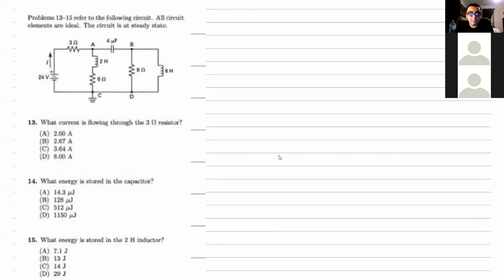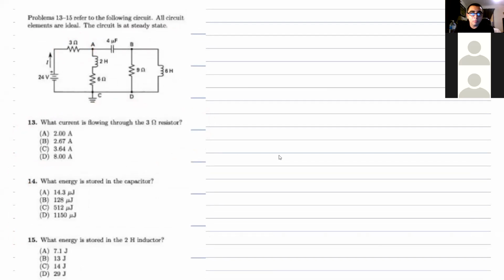Number 13. So here's the question, just in case you don't have it, but everybody should have it. The question is asking, all circuit elements are ideal. The circuit is steady state. Okay, so we got these 3 questions to answer right here. First one we're gonna do is 13. What is the current flowing through the 3 ohm resistor? So in that case, it's talking about this one. All right, so let's redraw this circuit.